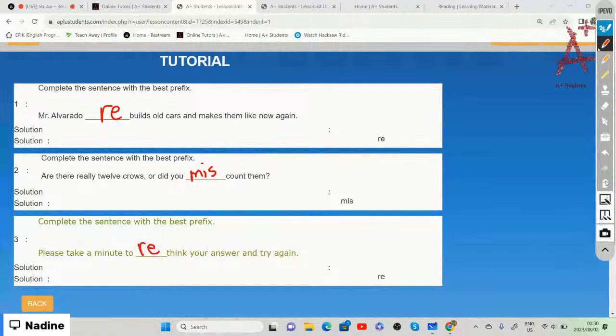All right. So basically, we say re means again, miss means wrong, and then we have pre, which means before.